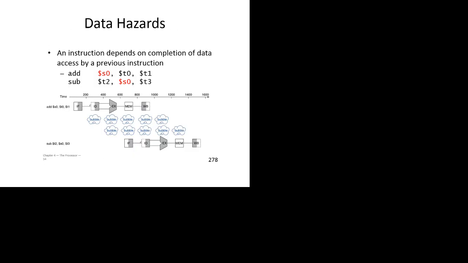Data hazards are an easier one to talk about, and this gives almost exactly the example I just talked about. An instruction depends on completion of a previous one. So here they have add, put the result in S0, and then immediately following it is subtract with S0.